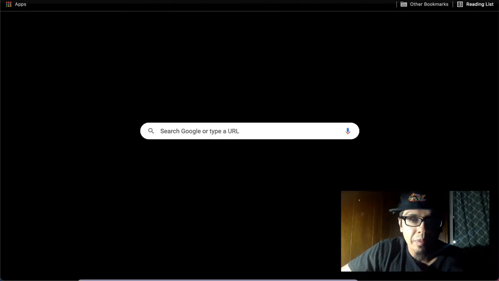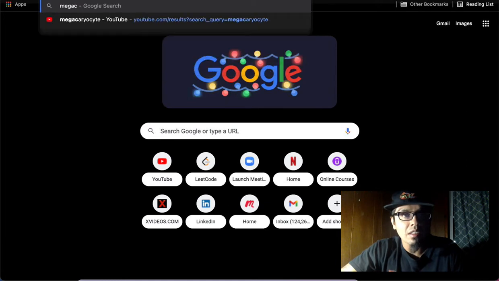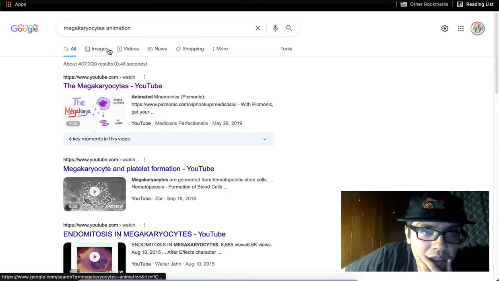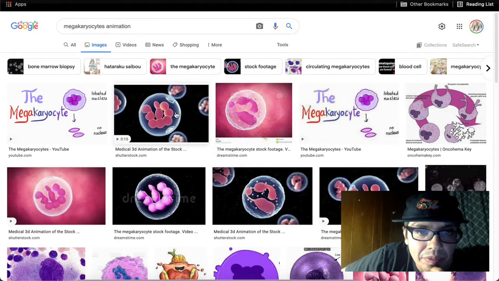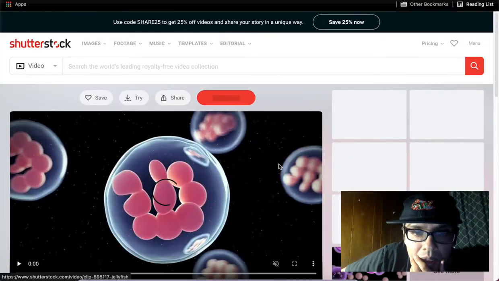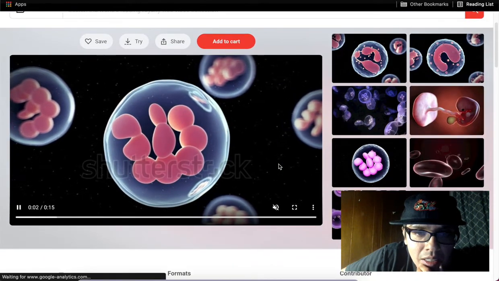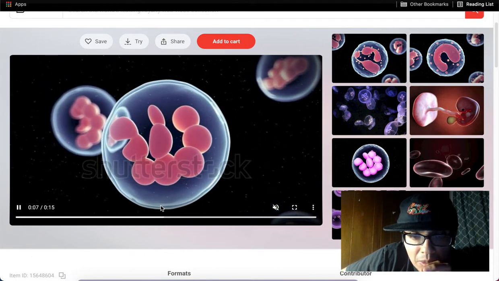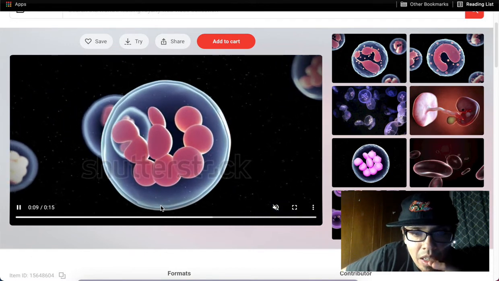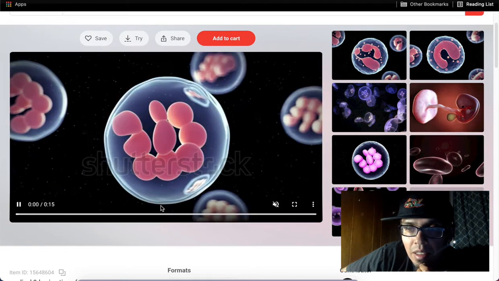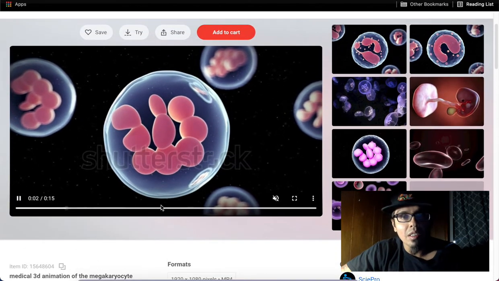So let's see. Let's find a megakaryocyte animation, where we can see what's happening with the megakaryocyte. So basically, this thing will be squeezed through the bone marrow as it travels through, and then under pressure it will break up. So basically, what happens is, how does it break up?